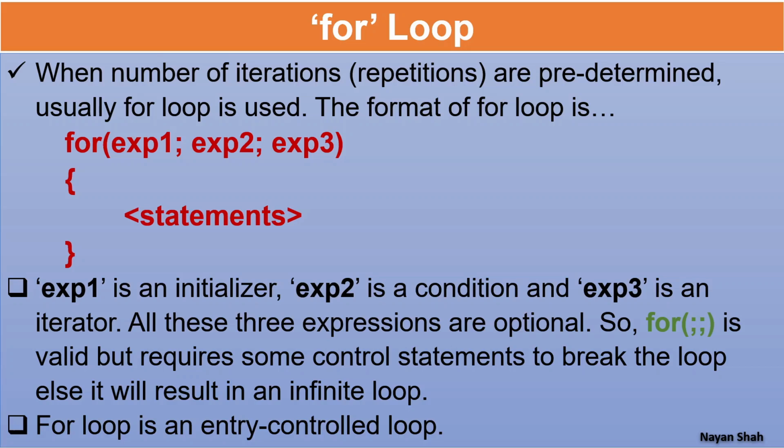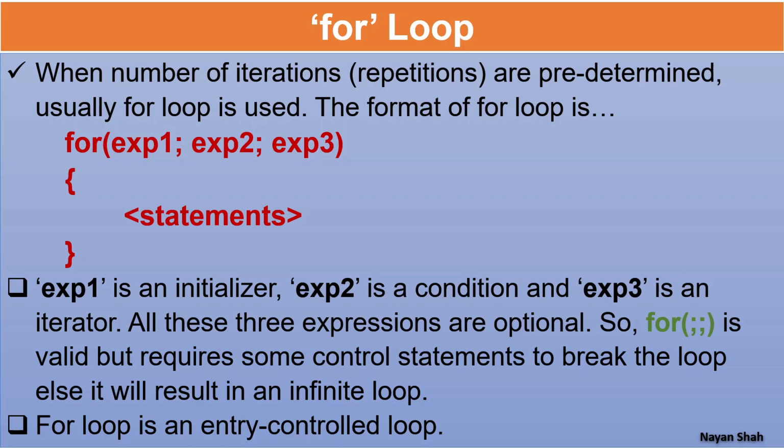The for loop structure is: for, and in brackets we have three expressions, expression 1 semicolon, expression 2 semicolon, and expression 3, and then a block of statements. Expression 1 is an initializer. It decides from where the loop will start. Expression 2 is a condition that decides when the loop will stop. And expression 3 is an iterator that will decide what changes will be made every time in the value of the initializer.